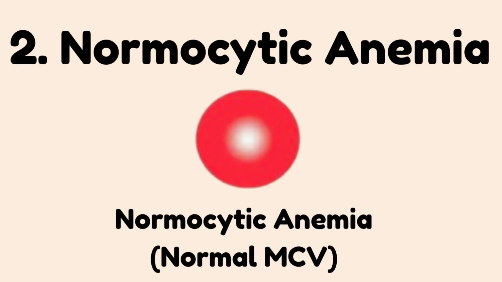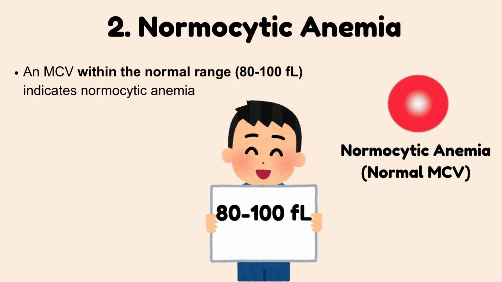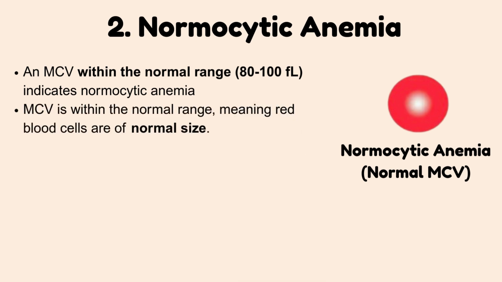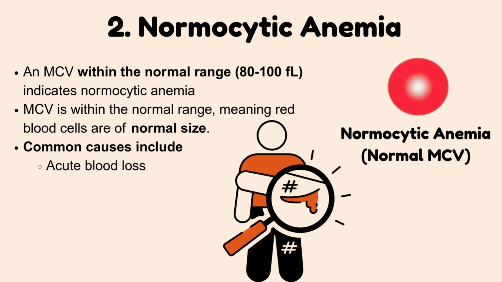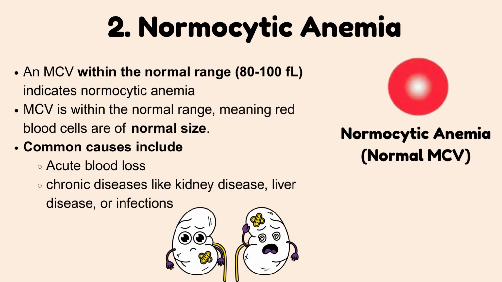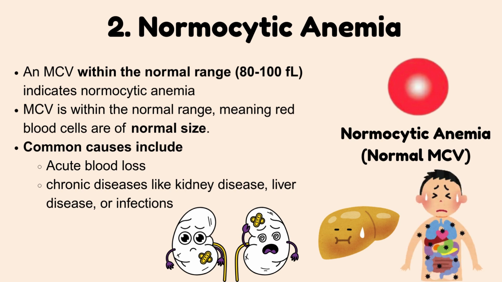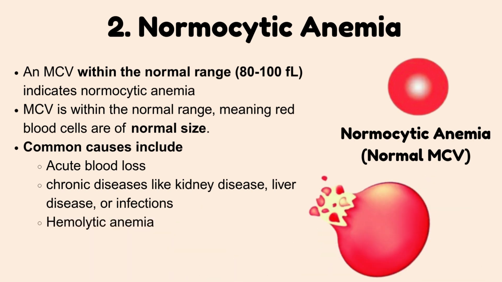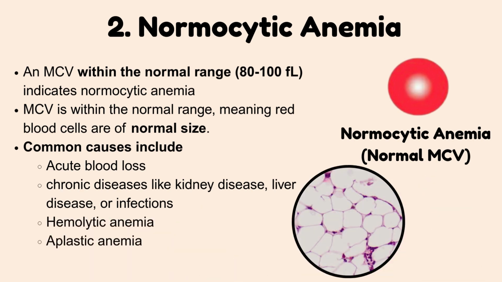Normocytic anemia. An MCV within the normal range, between 80 to 100 femtoliters, indicates normocytic anemia. MCV is within the normal range, meaning red blood cells are of normal size. Common causes include acute blood loss, chronic diseases like kidney disease, liver disease, or infections, hemolytic anemia, and aplastic anemia.